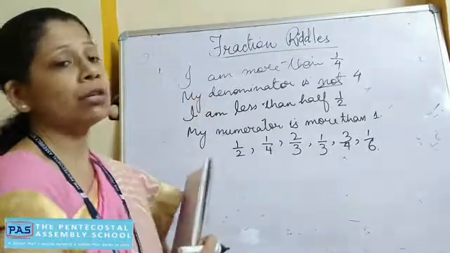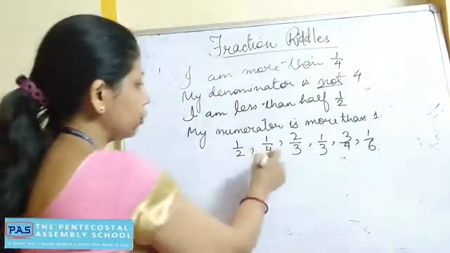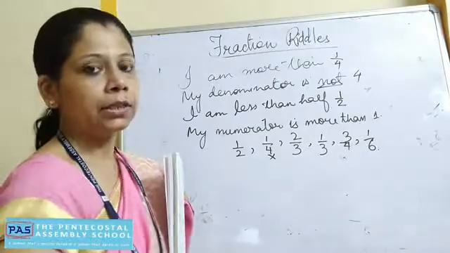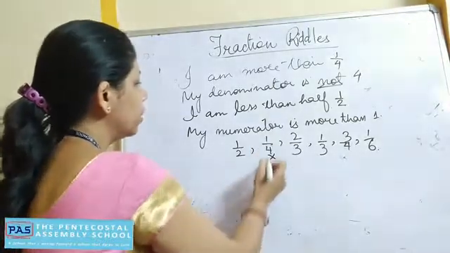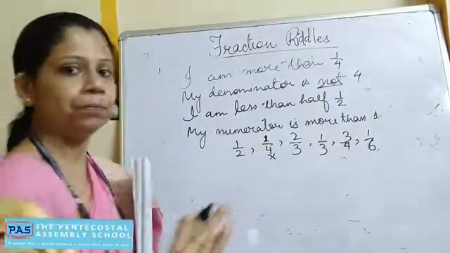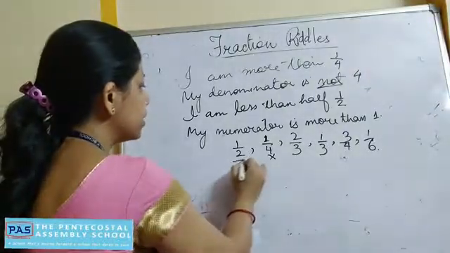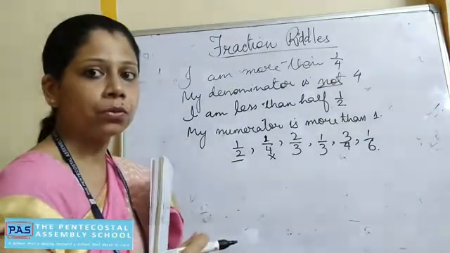I am more than 1 by 4. So it cannot be 1 by 4, isn't it? And out of, it is more than 1 by 4. Okay, so is half more than 1 by 4?